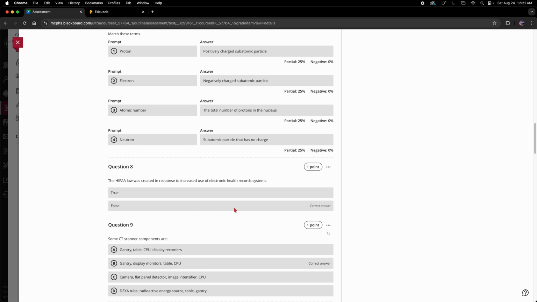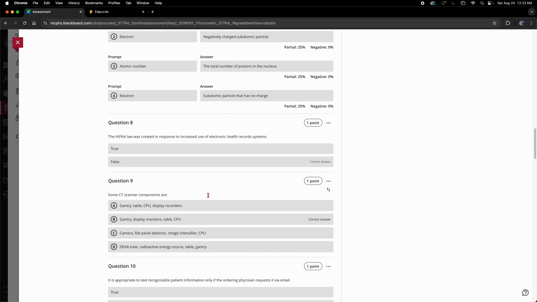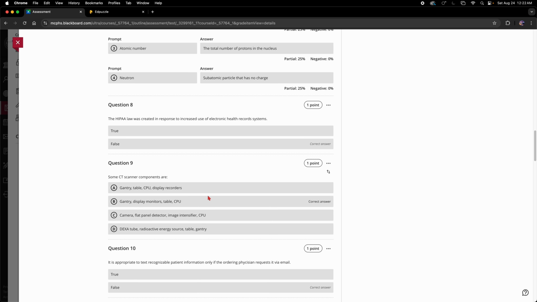Number 8, the HIPAA law was created in response to increased use of electronic health records. That'll be false. That'll be the HITECH law. HIPAA is just generalized protection of patient information. The HITECH law came after that.